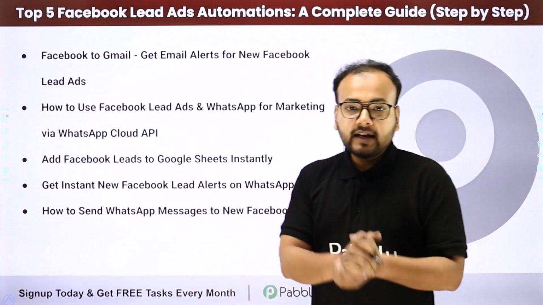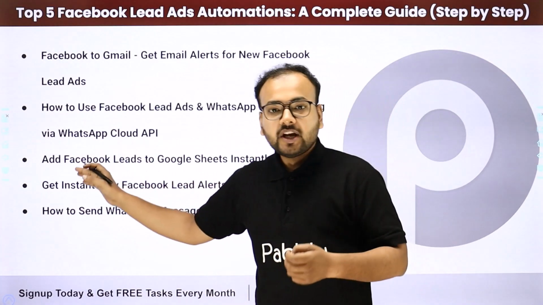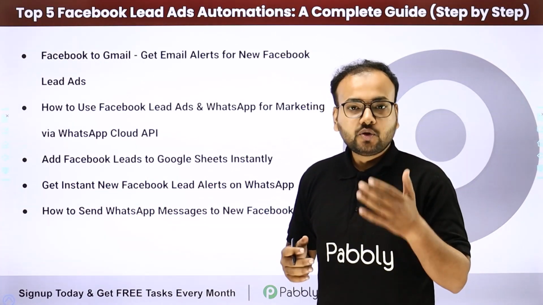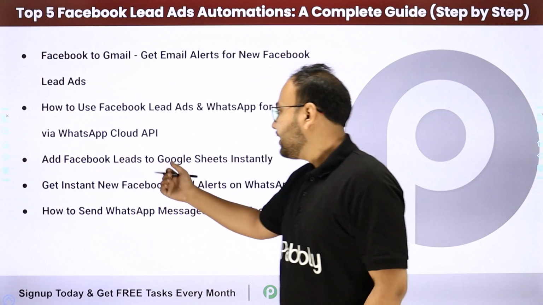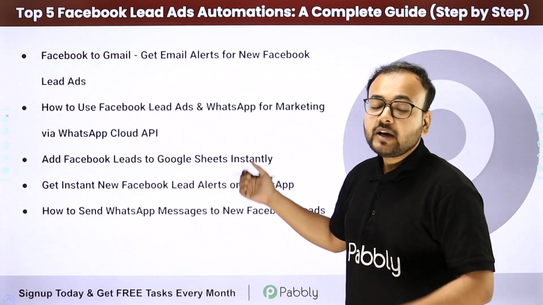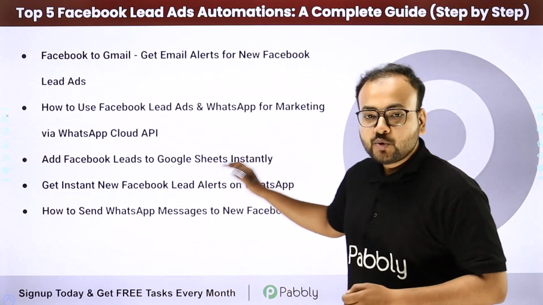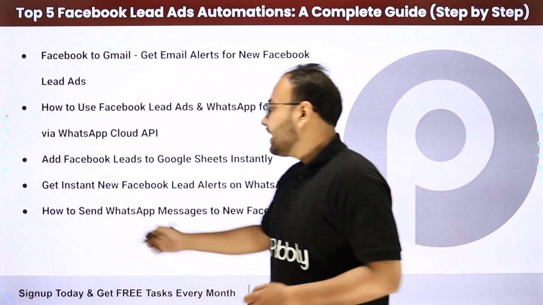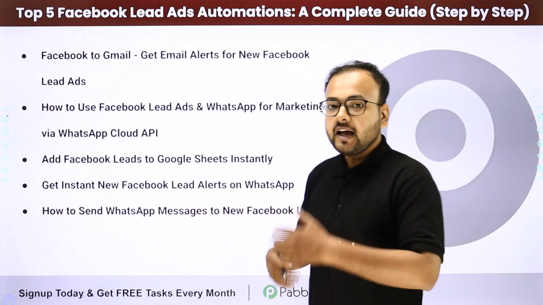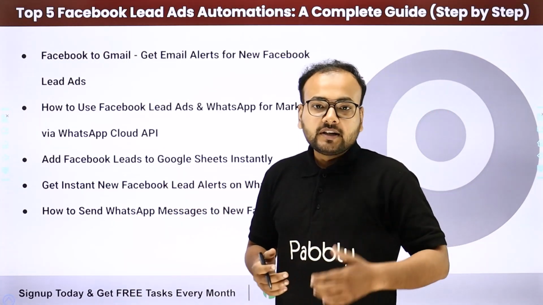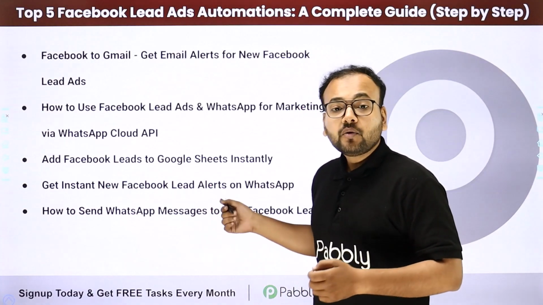Guys, here you can connect your Facebook lead ad with the Cloud API platform of WhatsApp to send messages to your leads via WhatsApp. The third one is add Facebook leads to Google Sheets instantly. So guys, if you want to save the data of your leads in a Google Sheet, you can use this workflow. Fourth one is get instant new Facebook lead alerts on WhatsApp. This is an alert automation for generating leads. Whenever you generate a lead, you are going to get an alert on your own WhatsApp.